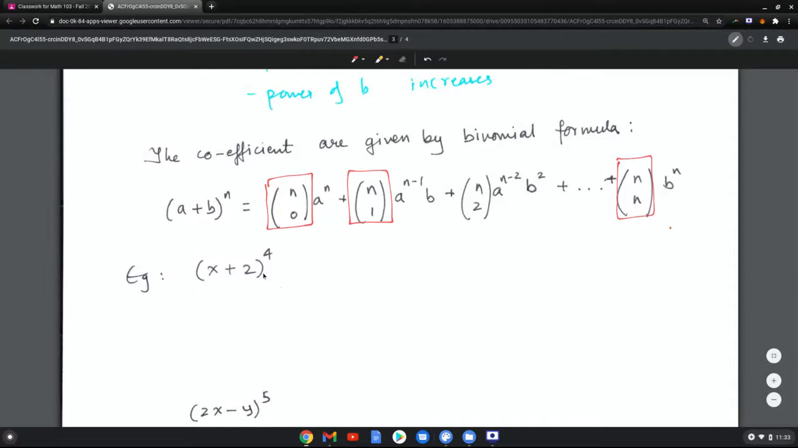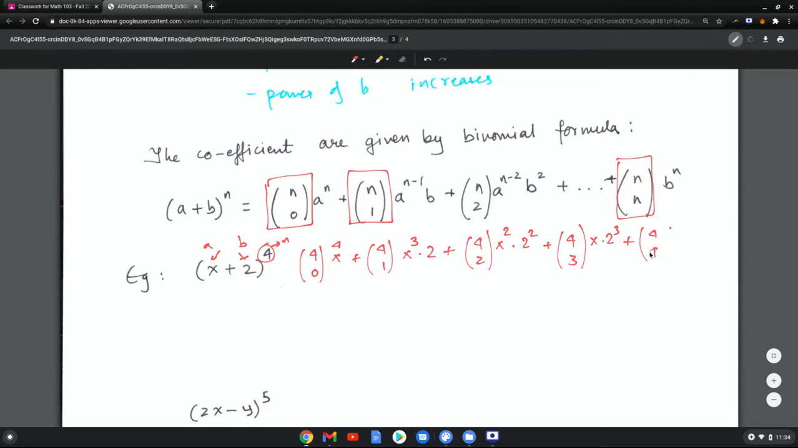Okay, let's try this for x plus 2 to the power 4. So that's my n. Let's say that's my a and that's my b. So what I have is 4 choose 0, x to the 4, plus 4 choose 1, x to the 4 minus 1, so x cubed, times 2. Then 4 choose 2, x squared, 2 squared. I keep going till I reach 4 on the bottom number. Then x, 2 cubed, and 4 choose 4, nothing for x, and 2 to the 4.